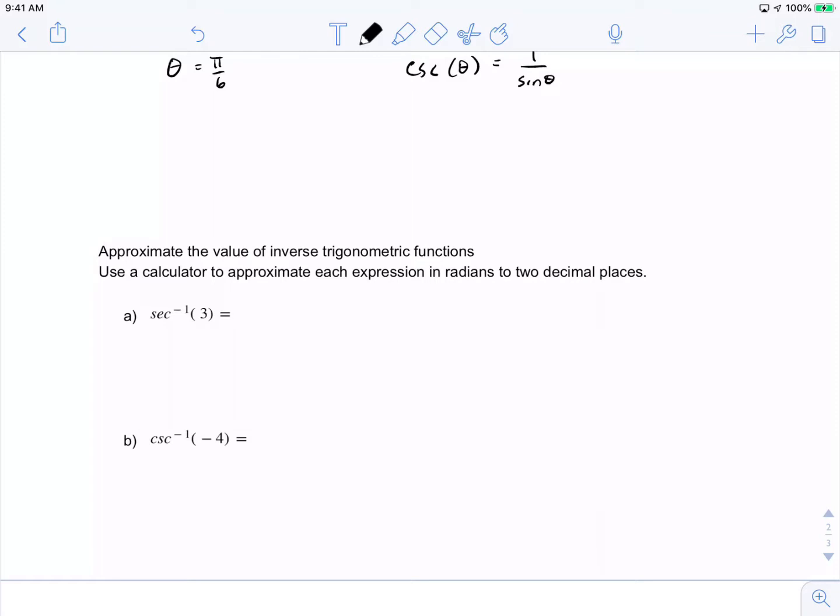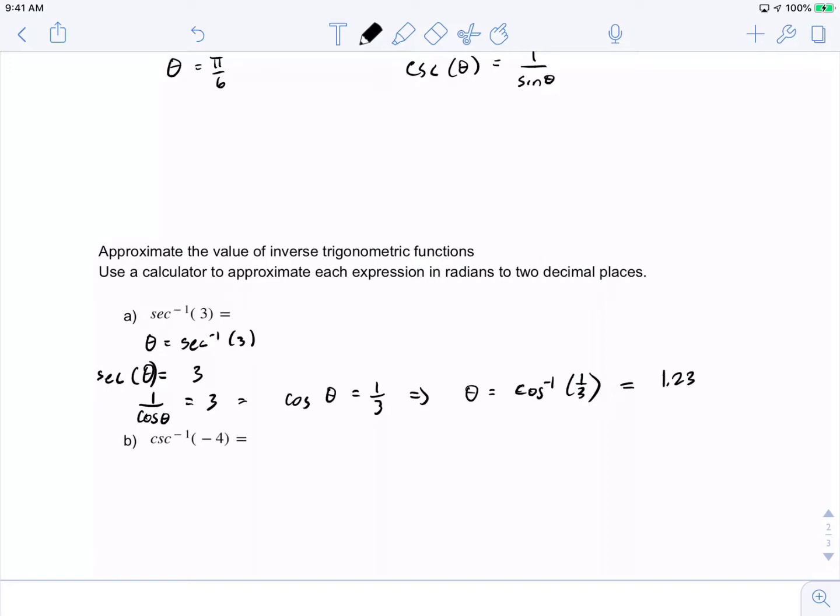Okay, so our next problem is the secant inverse of 3. If we let theta equal secant inverse of 3, then secant theta will equal 3. And then we need to remember that secant is the same as 1 over cosine theta, which is equal to 3. That would tell me that cosine theta would be equal to 1/3. And if we use a calculator, we can do it by going cosine inverse of 1/3, and that yields 1.23. So the trick is to convert into cosine, get cosine inverse, and then from there get the value.